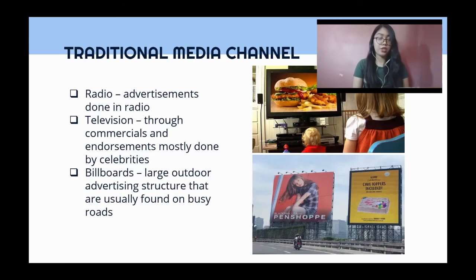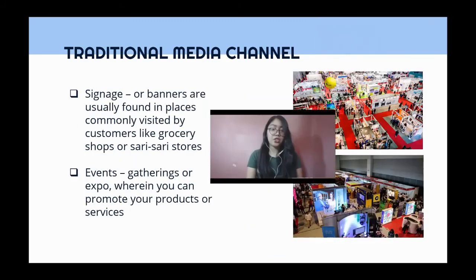And next is television, through commercials or endorsements, mostly done by celebrities. And billboards. These are large outdoor advertising structures that are commonly found on busy streets or roads. Next is signage or banners that are usually found in places commonly visited by customers, such as big grocery stores or sari-sari stores. And lastly are events, gatherings, or expos wherein you can promote your products and services.